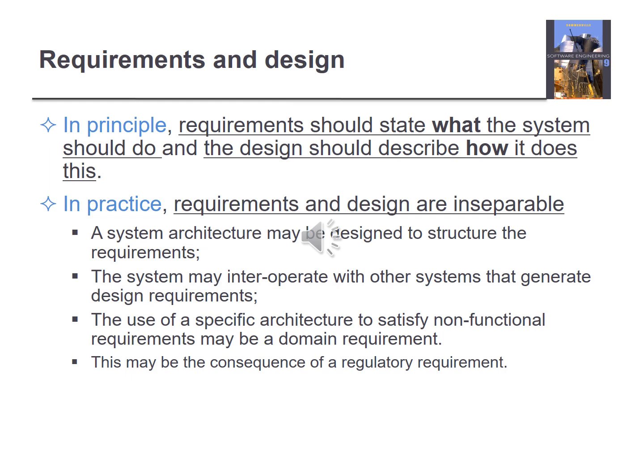So a system architecture may be designed to structure the requirement. The system may interoperate with other systems that generate design requirement. So we cannot collect requirement and then go to the design and find out that those requirements don't fit in the design, then we go back. So actually it could be done, not really interleaved. When we are collecting requirement, we have in mind what the design is. And when we go to the design, we understand fully the requirement we collected, because each of those requirement and design have impact on each other.